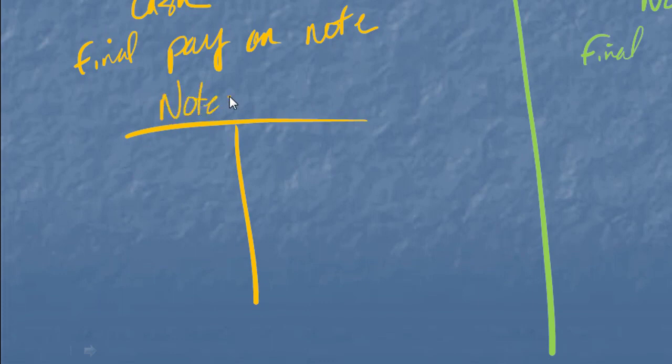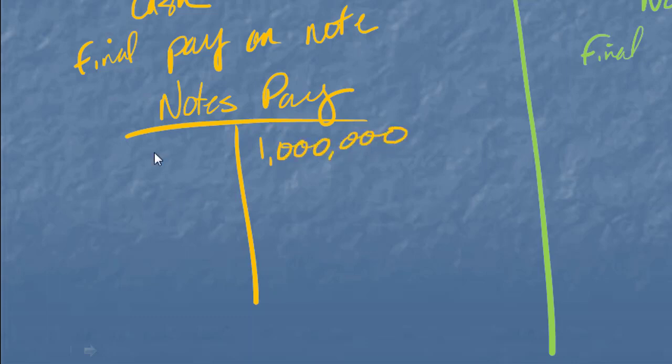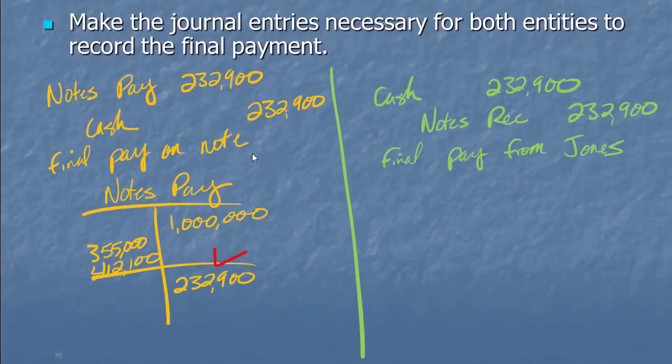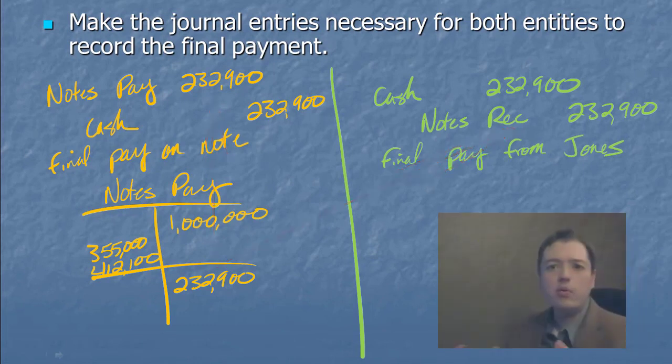Now, if you're not comfortable with how we got to the 232, let me just show you. This is our original notes payable account. We started with $1 million, and then at the end of quarter one, we repaid $355,000, and then in quarter two, we repaid $412,100. And that leaves us with our balance, if we do the calculation, of $232,900, and that's where this value up above comes from.